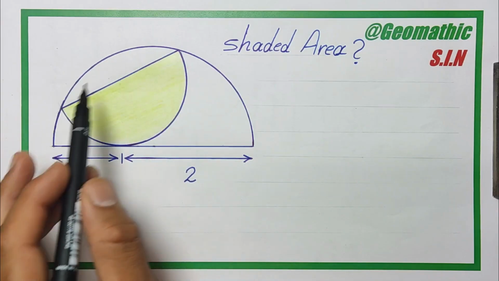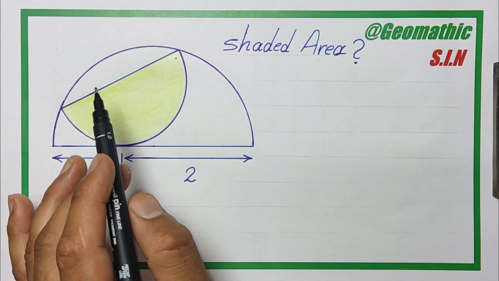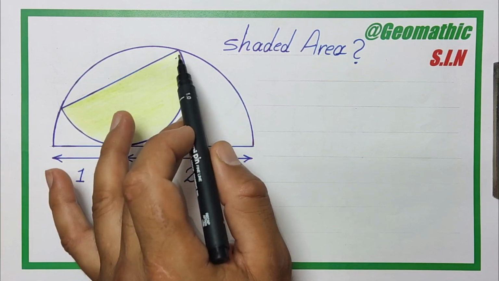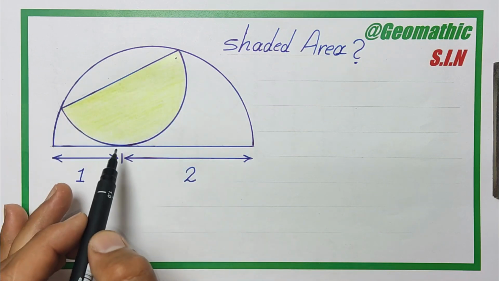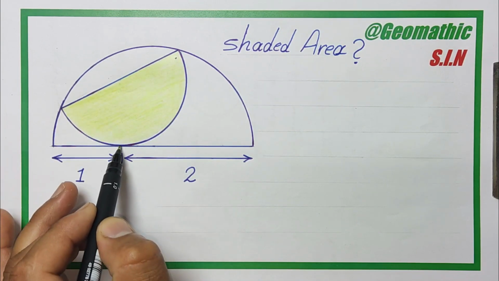We have a large semicircle with a smaller semicircle inside it. The smaller semicircle's diameter has both endpoints on the arc of the larger semicircle, and its arc is tangent to the larger diameter in this point.